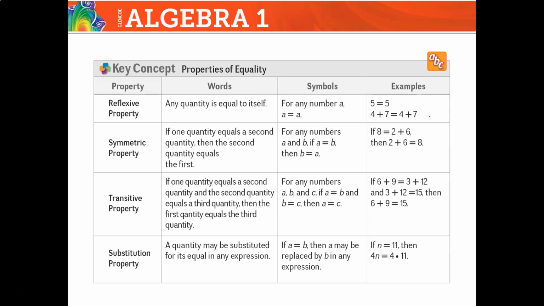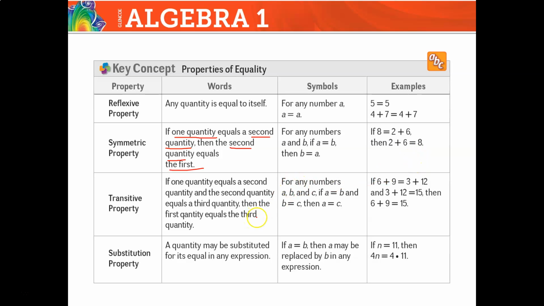Symmetric property. If one quantity equals a second quantity, then the second quantity equals the first. So if A is equal to B, then B is equal to A. For example, if 8 is equal to 2 plus 6, then 2 plus 6 is equal to 8.